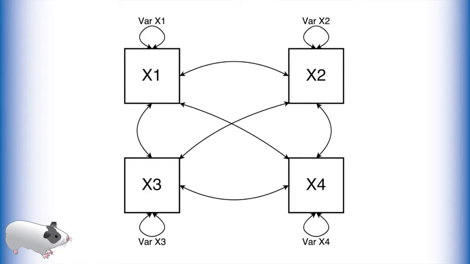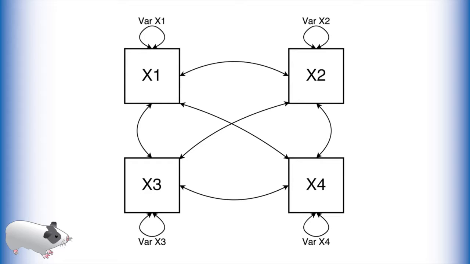In order to understand how we can model a variable that we have not directly measured, we can use this path diagram. As you can see, we have four variables, x1, x2, x3, and x4. We have modeled the variances of each of these variables, but we have also modeled the covariances of these variables. Notice that we have modeled six covariance paths, thus modeling all possible relationships between these variables.